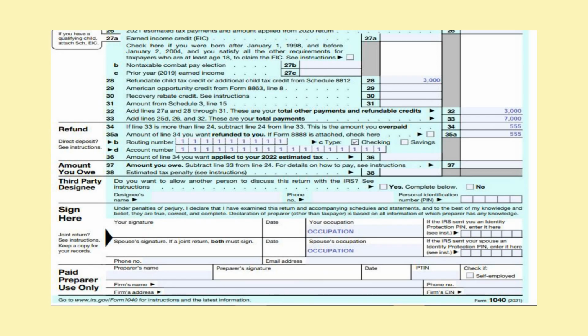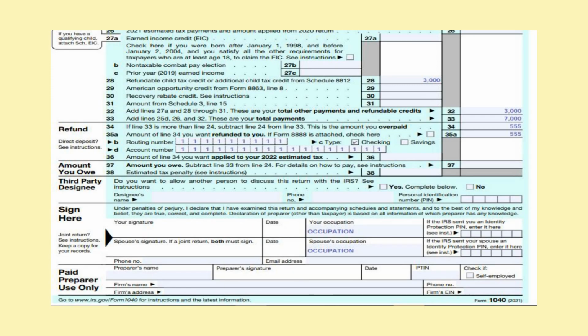If you have an overpayment on your return, put that amount on line 34. In our example, it is $555. Since you would want it refunded to you, put that on line 35A. If you want your refund directly deposited into your bank account, check the type of account that you have on line 35C. Also, put your routing and account information on lines 35B and D. If you don't want it directly deposited into your bank account, cross off lines 35B and D, and the IRS will send you a check directly.